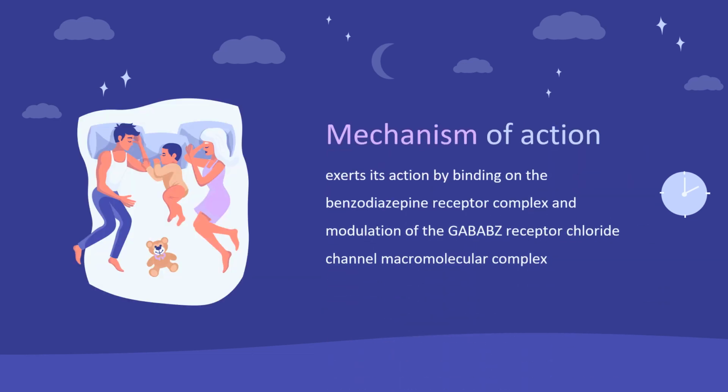Mechanism of action. Zopiclone exerts its action by binding on the benzodiazepine receptor complex and modulation of the GABA-A receptor chloride channel macromolecular complex. Both Zopiclone and benzodiazepines act indiscriminately at the benzodiazepine binding site on alpha-1, alpha-2, alpha-3, and alpha-5 GABA-containing receptors as full agonists, causing an enhancement of the inhibitory actions of GABA to produce the therapeutic hypnotic and anxiolytic, and adverse effects of Zopiclone.